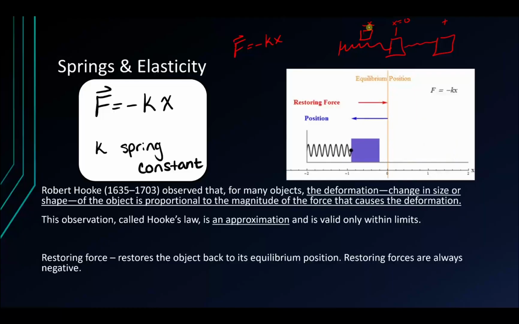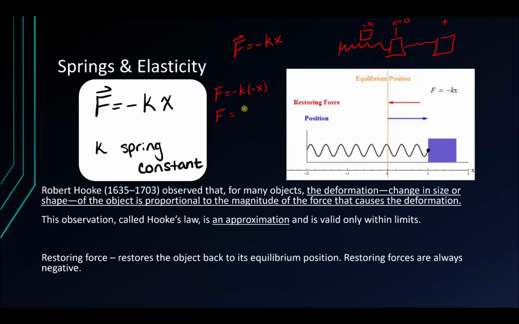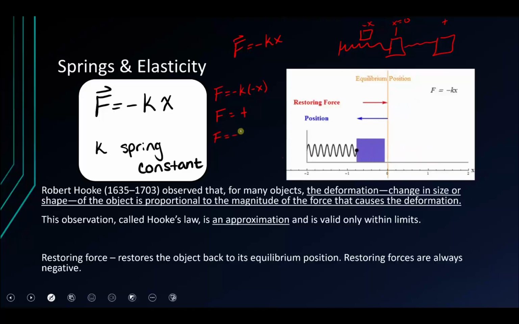And this is interesting because it tells us that if we have a negative x value, our force is going to be positive. It's going to want to push this object in the positive direction. And that makes sense because if I compress a spring, it's going to want to push back towards its equilibrium. If I have a positive x value, my force is going to be a negative value. And that makes sense because if I stretch the spring out, it's going to want to pull back towards its equilibrium. It's going to want to pull back in the negative direction.